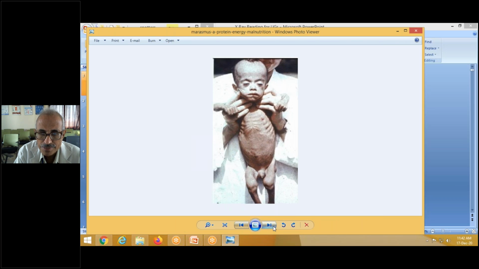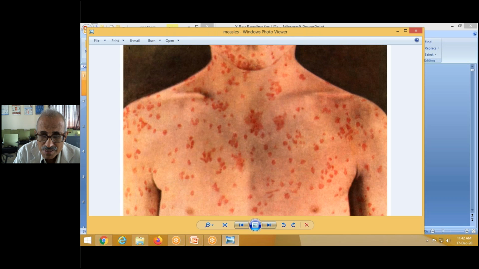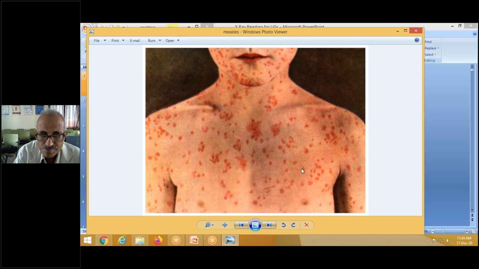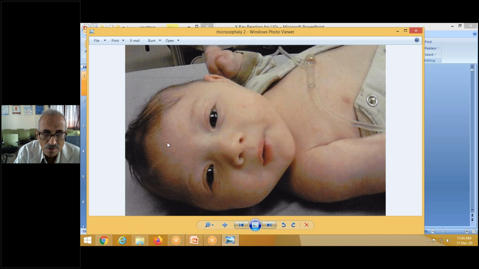Another case of marasmus. This picture is not actually good. It's supposed to be measles anyway. We will give a better picture actually. Okay, leave it. What about this one?